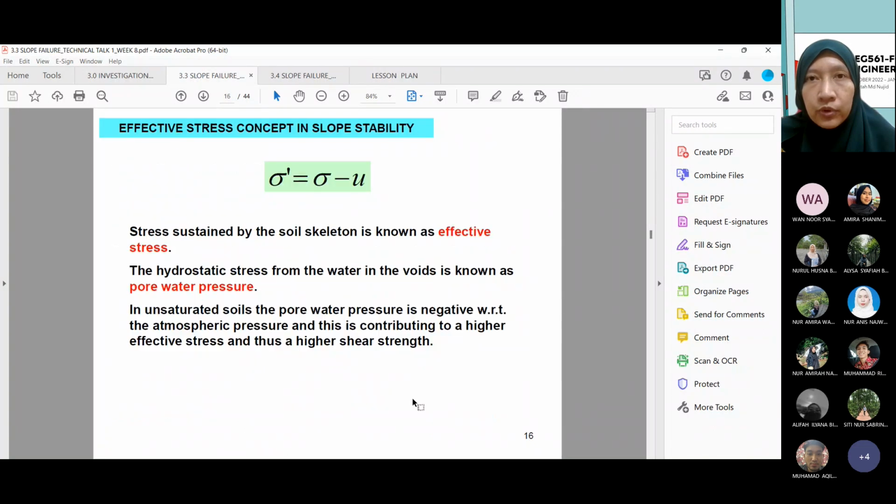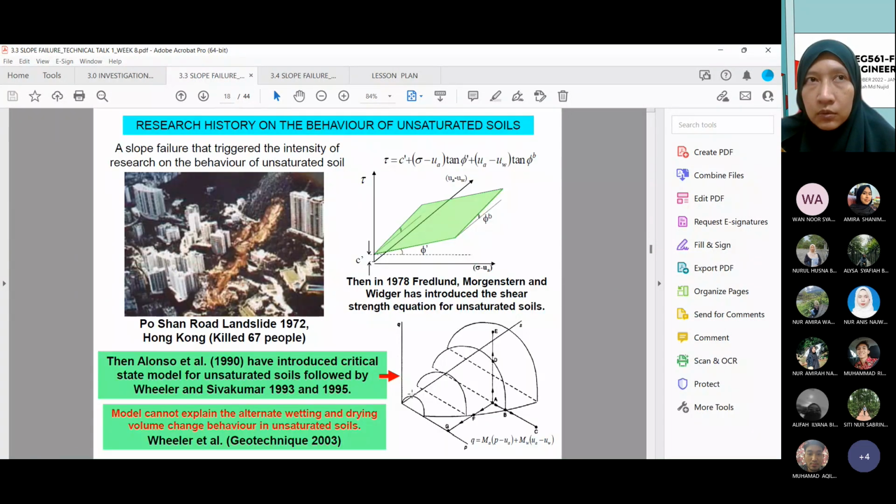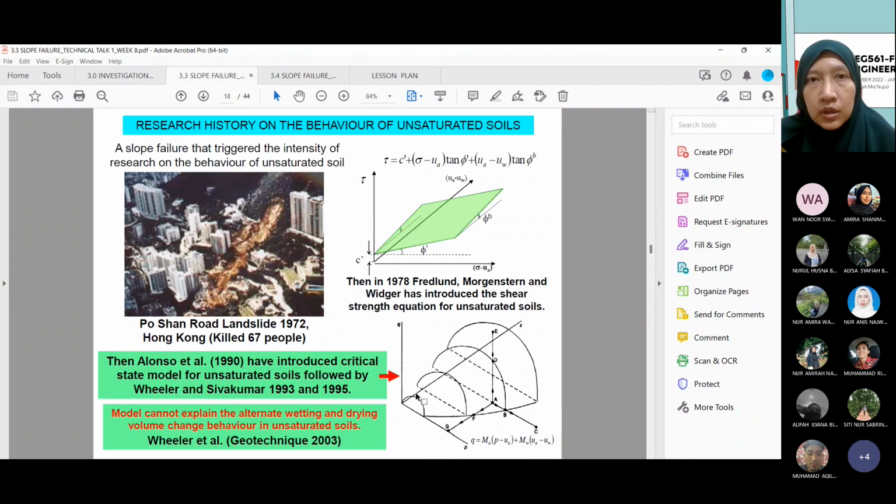But the simple analysis proposed here is somehow not suitable for conditions in Malaysia, because have you heard of unsaturated soil? Unsaturated soil is a condition where we have some regions in a dry zone and a wet zone, and suddenly there is some water effect, water pressure. So you cannot calculate effective stress anymore without considering the suction effect.